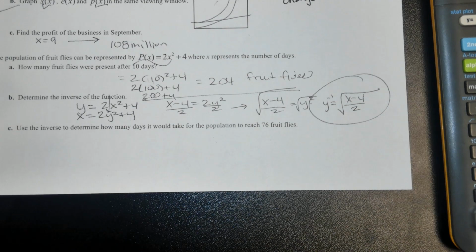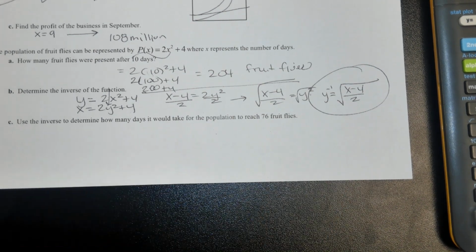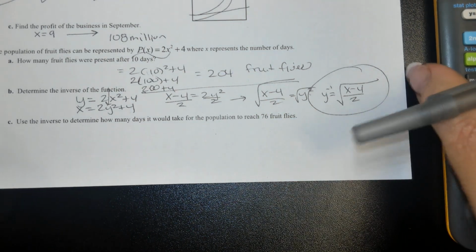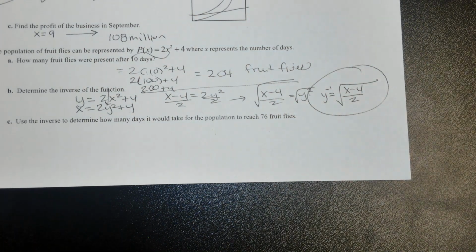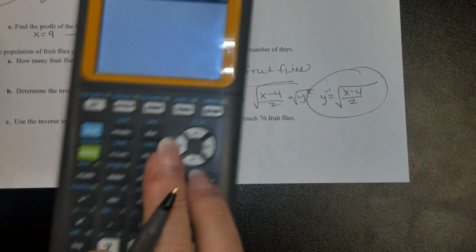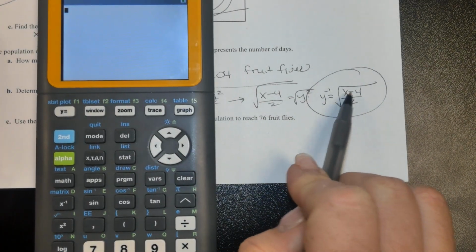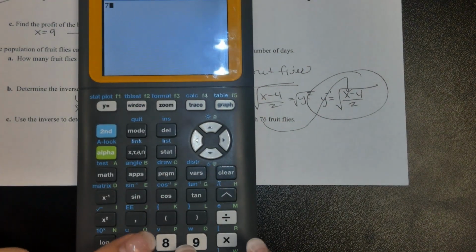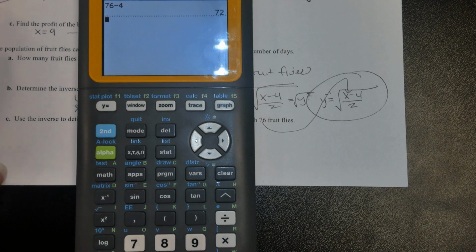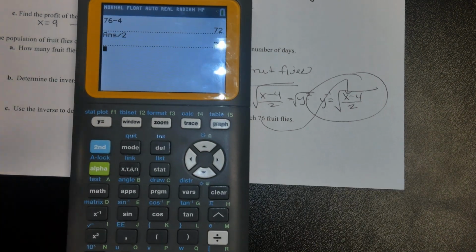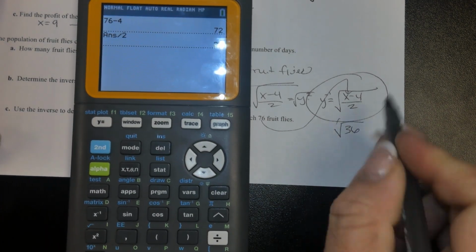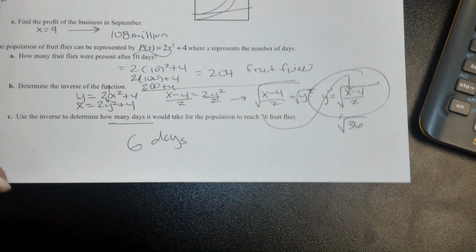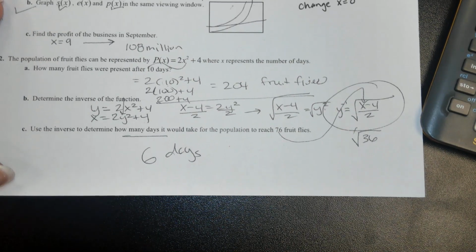Okay, our very last thing here is use this inverse to determine how many days will it take for the population to reach 76 fruit flies. So we're going to take our graphing calculator here, or we could do some mental math, and I'm going to substitute 76 into this problem. So 76 is going to go right here. We have 76 subtract 4, and then I'm going to divide it by 2. But now I need to take the square root of that number, and we know the square root of 36 is 6, so it will take 6 days in order to reach a number of 76 fruit flies.